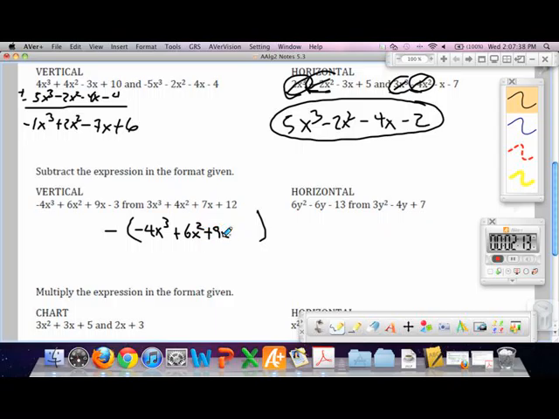Subtraction, you could change the subtraction problem to an addition problem by plus and negative, so change the sign of everything inside. I recommend doing that. I don't recommend just subtracting term by term. That gets irritating. I would definitely turn this into an addition problem by saying minus is the same as plus negative 1 times all this. Distribute a negative sign inside.